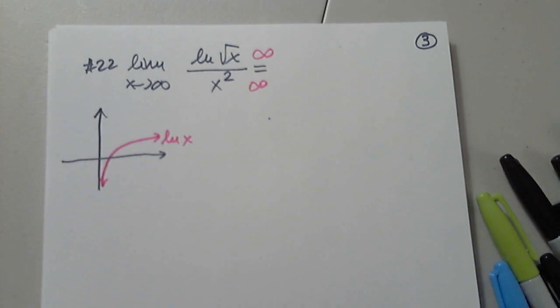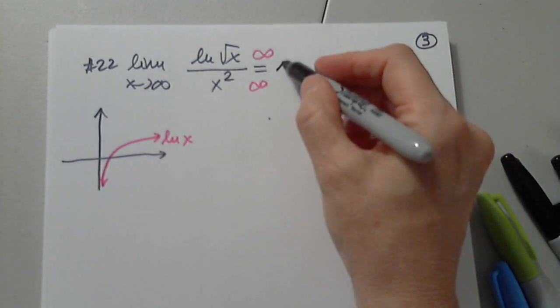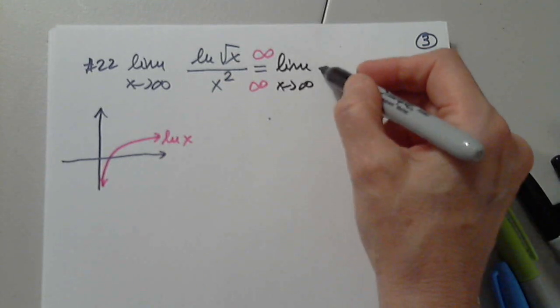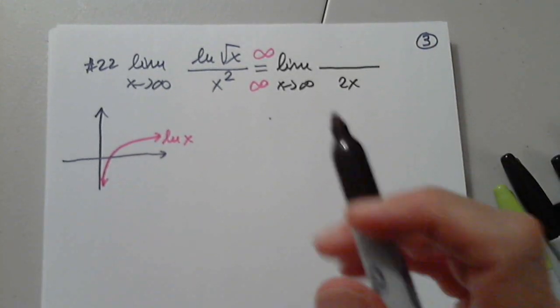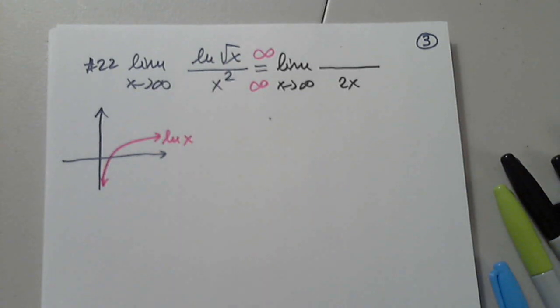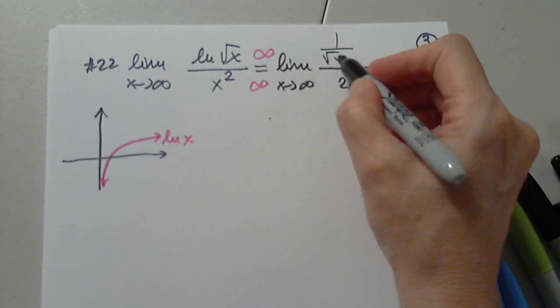Good. Excellent. So can anyone help us differentiate? Let's start with the denominator because that's the easiest. Can anyone differentiate the denominator for us? That's 2x. That's it. Awesome. Let's differentiate natural log of the square root of x. Can anyone help with natural log of the square root of x? 1 over square root of x times 1 over 2 times square root of x. Exactly. Awesome. Very good. So 1 over the square root of x.